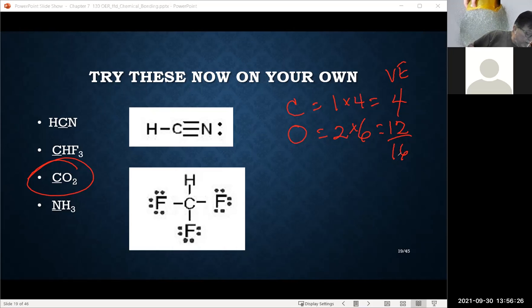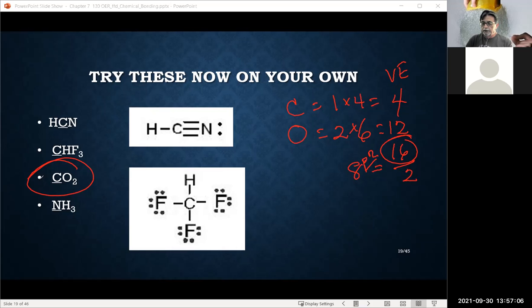Hold on a second. Okay, how's my math looking? Did I make a mistake anywhere? I got 4 from carbon. I got 6 valence electrons for each oxygen. There's 2 of them. So that's a total of 16. So how many pair do I have? 8. You got it. So I've got 8 pair. Like I said, I choose to work with 8 pair. For me, it's just much easier. You can choose to use 16 dots, that's fine too, whatever works for you. So we've got 8 pair to work with.